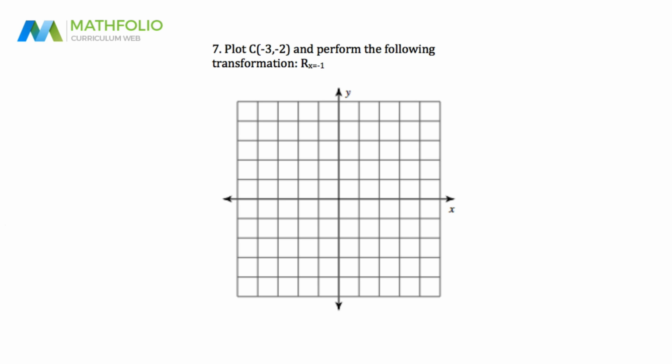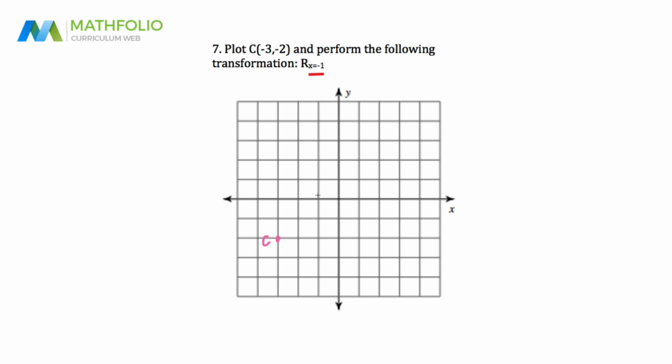Okay, question number 7. Again, this is another transformation. So we've got point C at (-3, -2). So from the origin, go 3 to the left for -3, down 2 for -2. Label it C. And this time we are reflecting over x equals -1. So I'm going to grab the line tool and plot the line x equals -1.